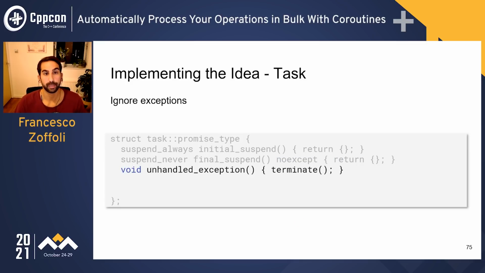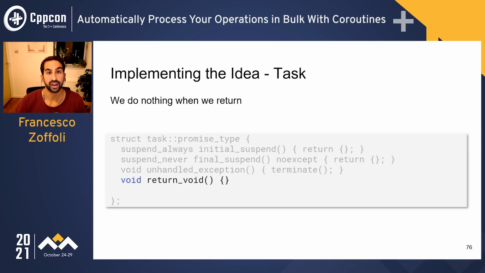Then we are going to implement handle exception. Since for simplicity here we want to ignore exceptions, we are going to call terminate. But this is normally how you would handle the exception. For example, you could use std current exception to get a pointer to the current exception and store it inside the task. Finally, we want to implement return void, but we don't do anything with the result of our coroutine, so we can simply leave it empty.